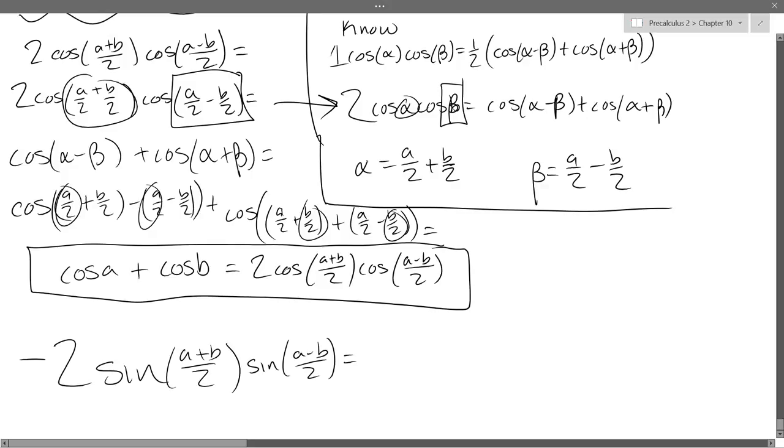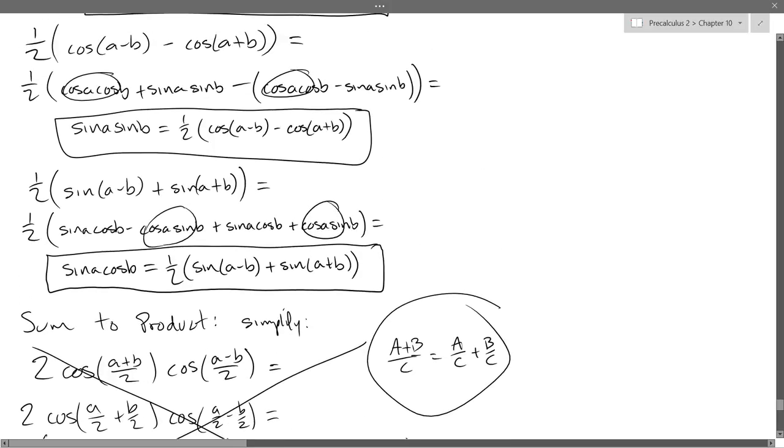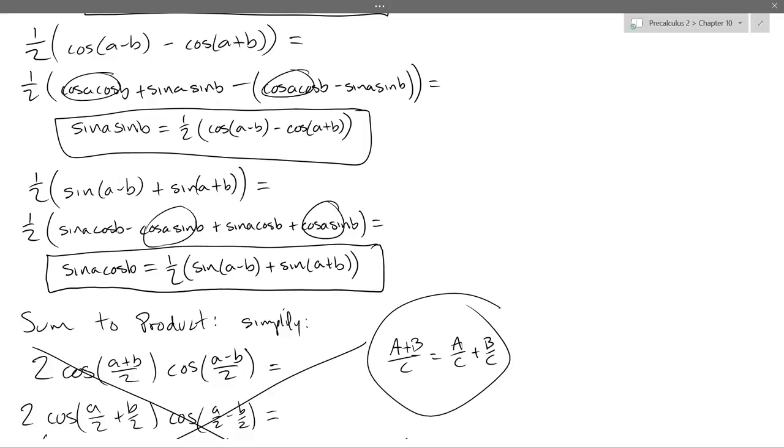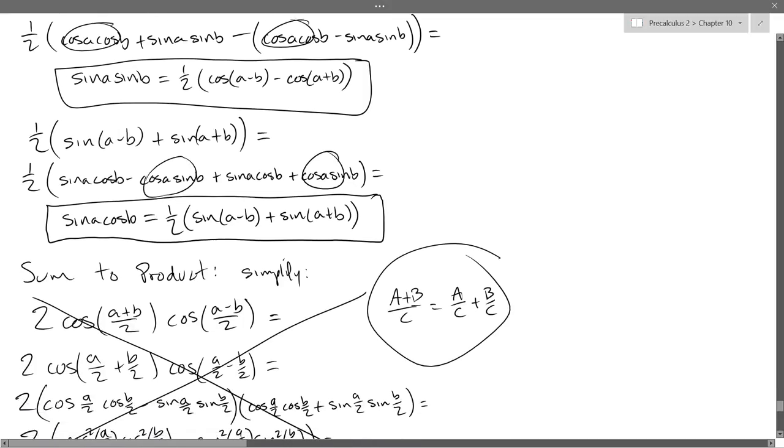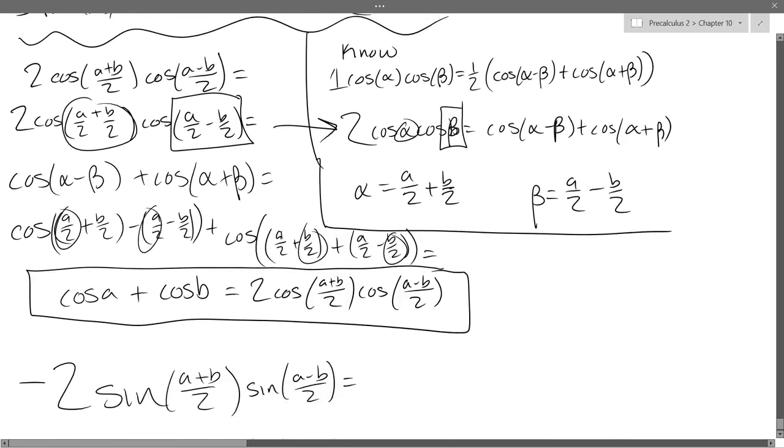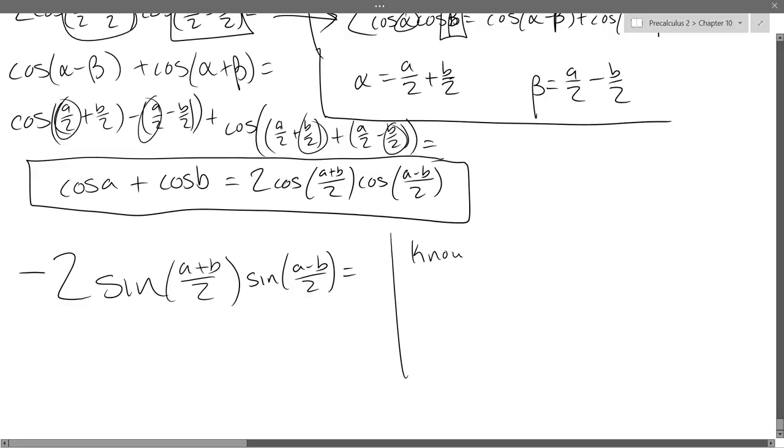So I want the same formula, but I want to go sine times sine. So we're going to look at the one that goes sine times sine. Hopefully there's only one. There's actually two, so I'll just go with the first one. So we've got sine A sine B equals 1/2. I'm going to use alphas and betas. So we've got sine alpha sine beta equals 1/2 cos alpha minus beta minus cos alpha plus beta.